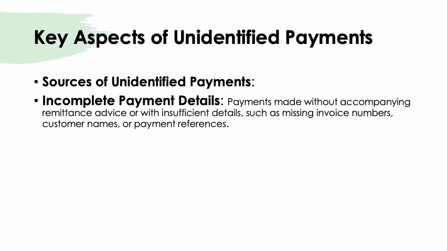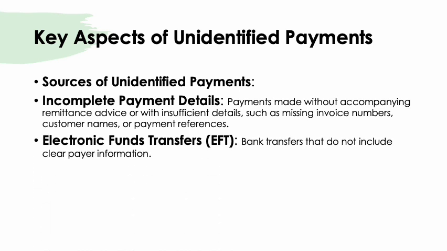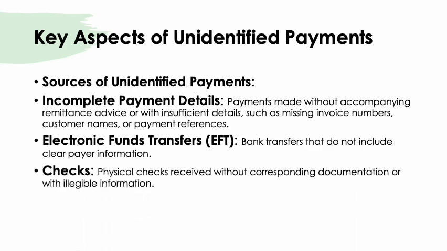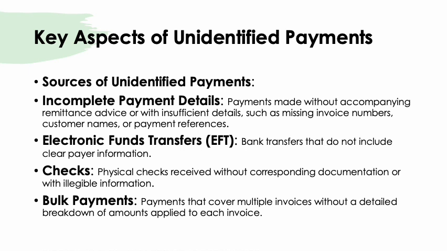First is incomplete payment details. Payments made without accompanying remittance advice or with insufficient details such as missing invoice numbers, customer names or payment references. Electronic fund transfers, bank transfers that do not include clear payer information. Checks, physical checks received without corresponding documentation or with illegible information. Bulk payments, payments that cover multiple invoices without a detailed breakdown of amounts applied to each invoice.